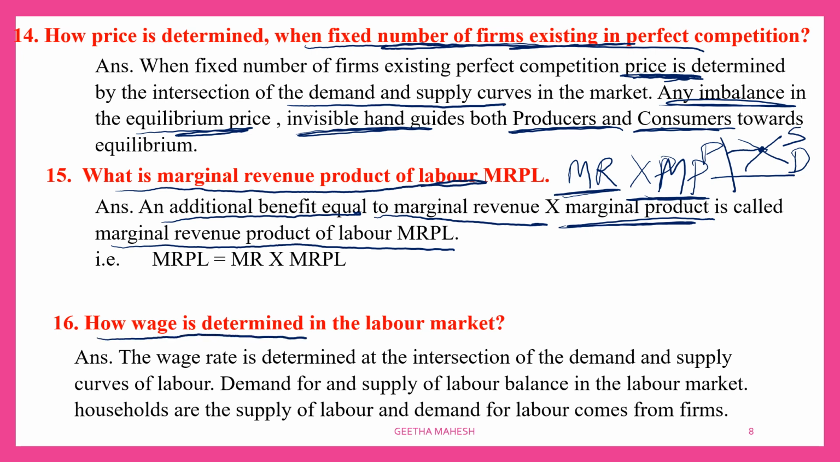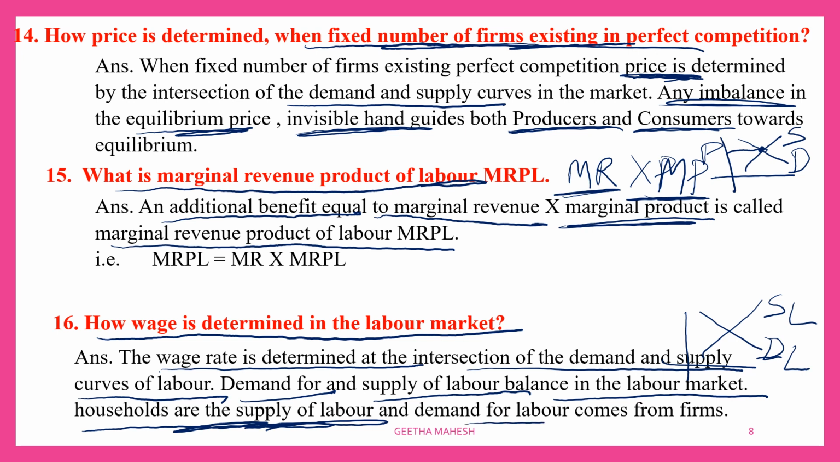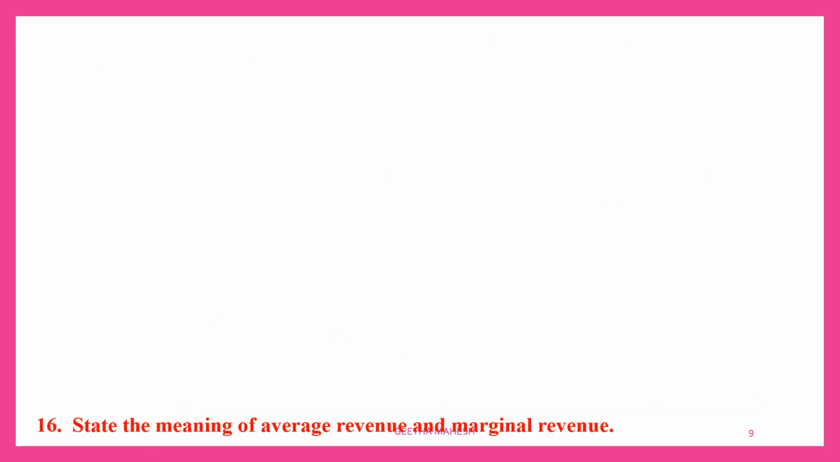How is wage determined in the labor market? So, wage is determined by the intersection of demand for labor and supply of labor. So, the wage rate is determined at the intersection of the demand and supply curve of labor. Demand for and supply of labor balance in the labor market. The household sector will supply labor, and the demand for labor comes from firms.